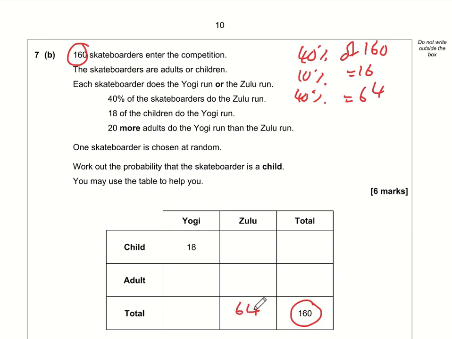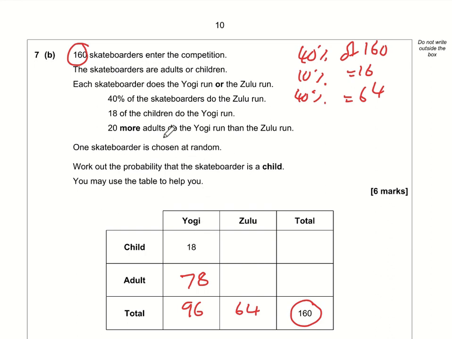So if I know that 64 do the Zulu, then the rest must do the Yogi, which is 160 take away 64, which is 96. And if 18 of them are children, then the rest must be adults. So 96 subtract 18 is 78. So we're doing pretty well. Just from getting that one value, we've managed to put in a couple others at the same time. 18 of the children do the Yogis. Okay, we know that already.